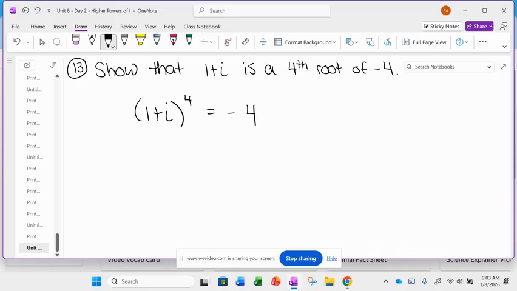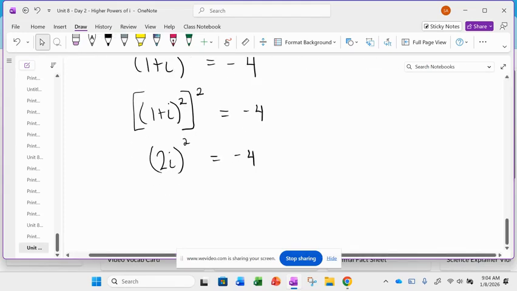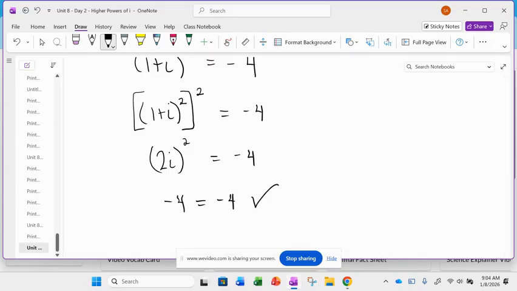Well, in this scenario, what am I going to do? I'm going to manipulate this. I'm going to write it as 1 plus i raised to the second, raised to the second, should equal negative 4. Well, what's 1 plus i raised to the second? We just did this. 2i, and then 2i squared, negative 4. So did we show that 1 plus i is a fourth root? Absolutely.